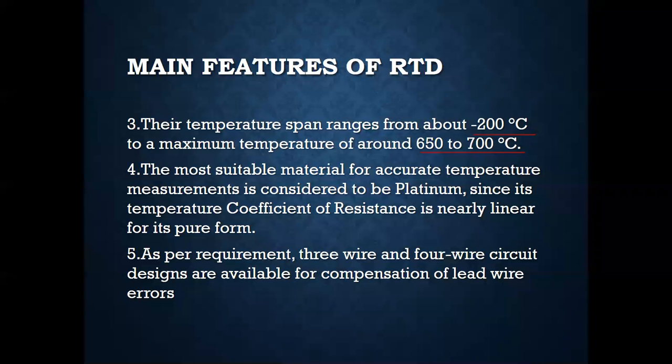The temperature range of RTD is minus 200 degree centigrade to 650 degree. This is a very small span compared to a thermocouple, which has a large range. Then the most suitable material for accurate temperature measurement is platinum, because, as I explained, it shows linear characteristics. So in order to compensate the lead wire error, we may use a 3-wire RTD or 4-wire RTD.